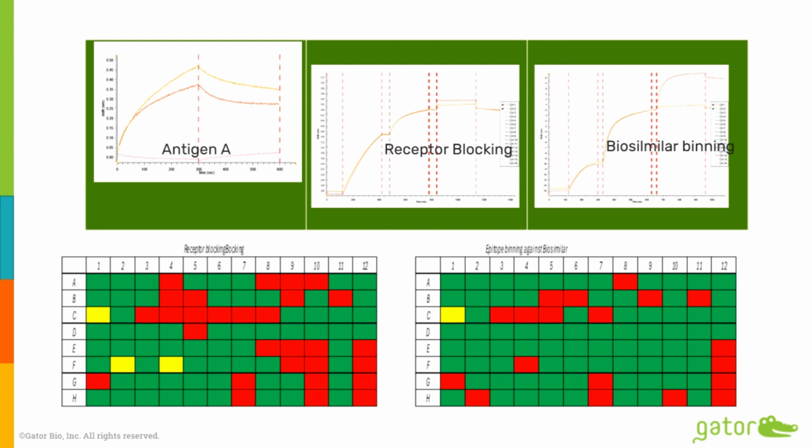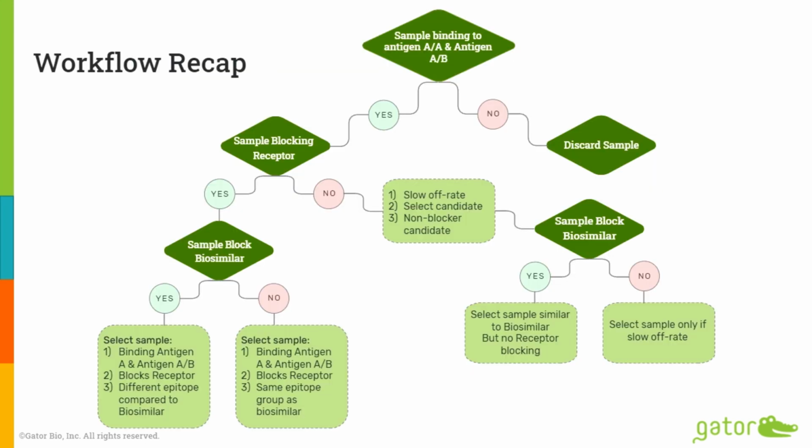So what we did was we worked ourselves and created a flow chart for him in order to understand all these experiments in one. Basically, the first criterion is whether the samples that he gave us bind to antigen A or its homodimer or heterodimer. Now, if they don't bind, of course, right away those samples are discarded.